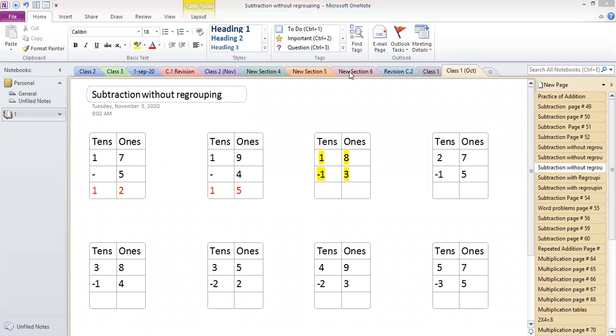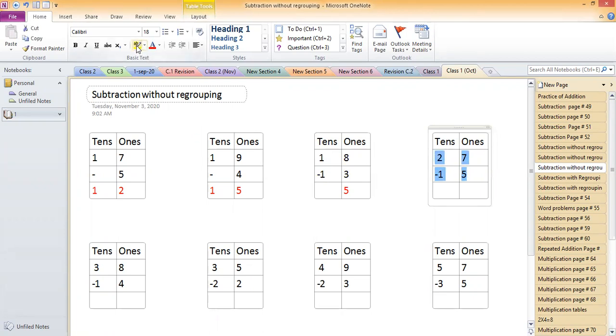Look here now, I'll explain. 8 ones minus 3 ones. So you have to minus 3 from 8. 8 minus 3 equals what, guys? 5. Very good. 8 minus 3 equals 5. And 1 minus 1 equals? 0. Very good. So you don't need to write 0 here. The answer will be 5. 18 minus 13 equals 5.